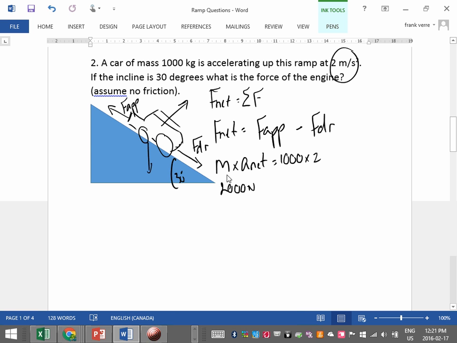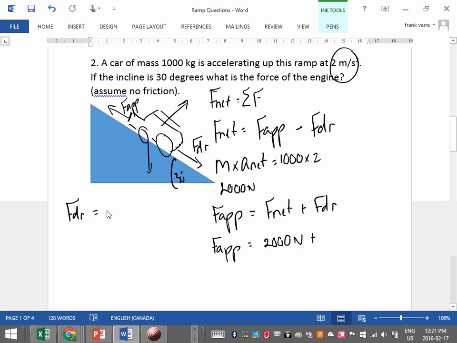So we can write our equation as this. The applied force is going to be the net force plus the force down the ramp. The applied force is going to be the net force, which is 2,000 newtons, plus the force down the ramp. Now, what's the force down the ramp again? We defined it as the weight times sine theta, the weight being mg.